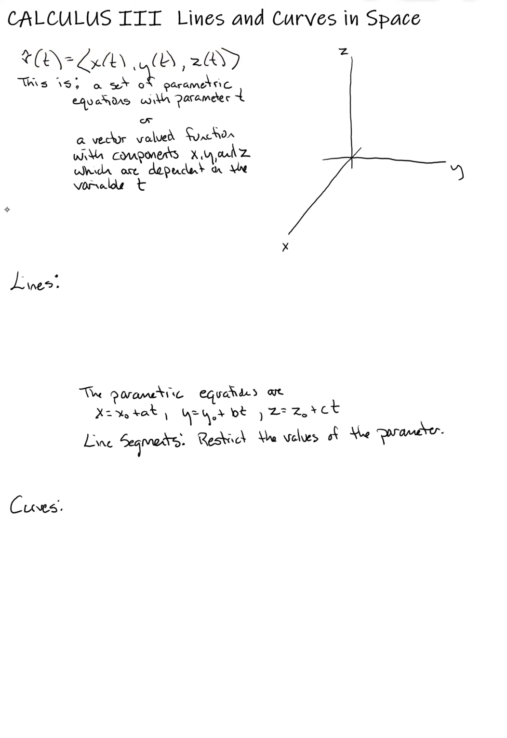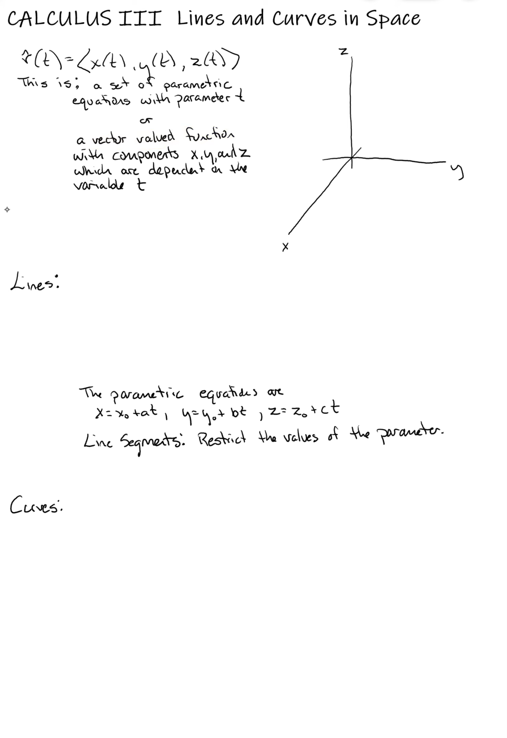Now this can be thought of in two ways. You can call it the set of parametric equations with parameter t, so t is my variable, or you can say it's a vector valued function, so it's a vector that's defined by functions with components x, y, and z, and those components are dependent on the variable t. So again, our variable is t, the components are x, y, and z, but this is really a vector that's defined by functions.